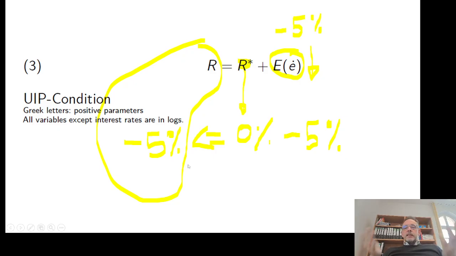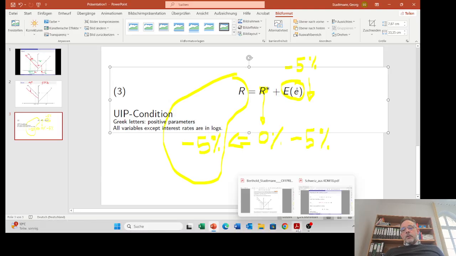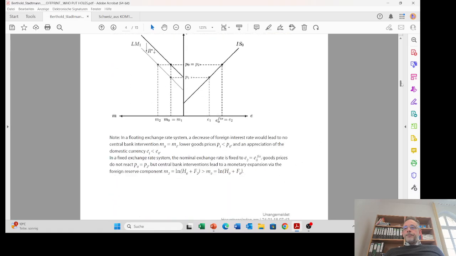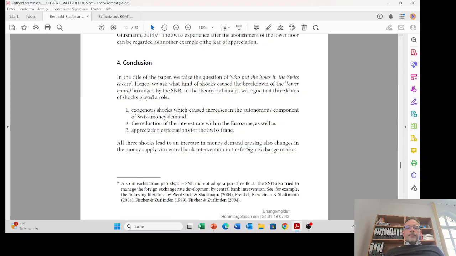And it seems to be the case that the Swiss central bank didn't want the interest rate to become negative. And therefore, the Swiss central bank abolished the fixed exchange rate system. So in the end of our paper, we are arguing... Let's have a look at the conclusion. In the title of the paper, we raised the question of who put holes in the Swiss cheese.